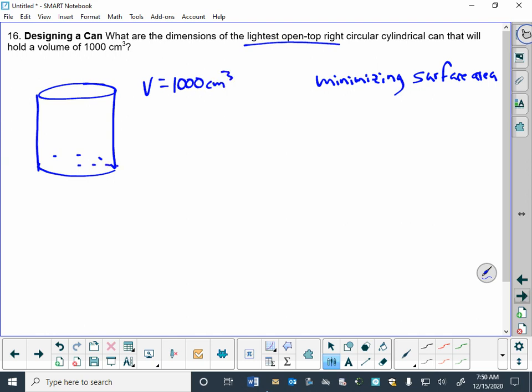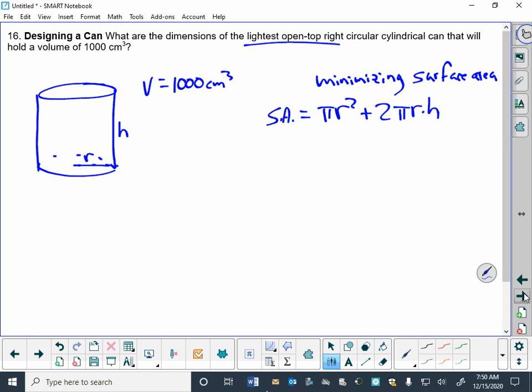So the dimensions normally I would need here are the radius of the base and the height. And so my surface area, I'm going to need the bottom, which is pi r squared, and then the middle to wrap around the side, which is 2 pi r times h. Okay, look at that. I've got too many variables in there. I need it down to one variable.